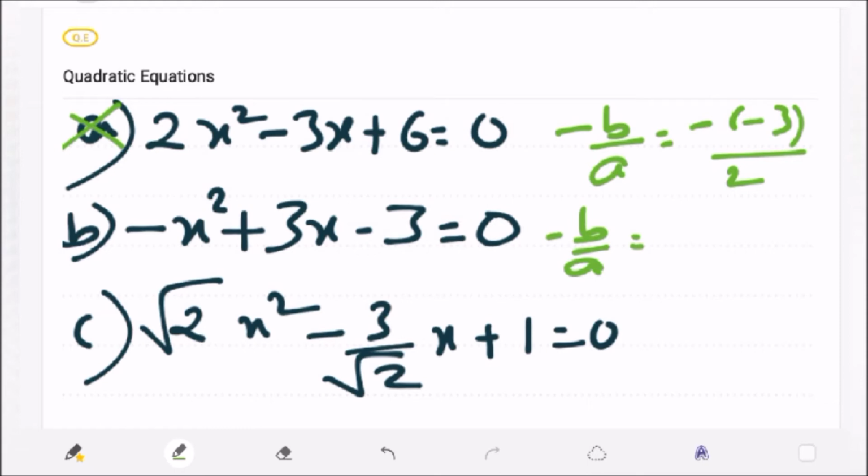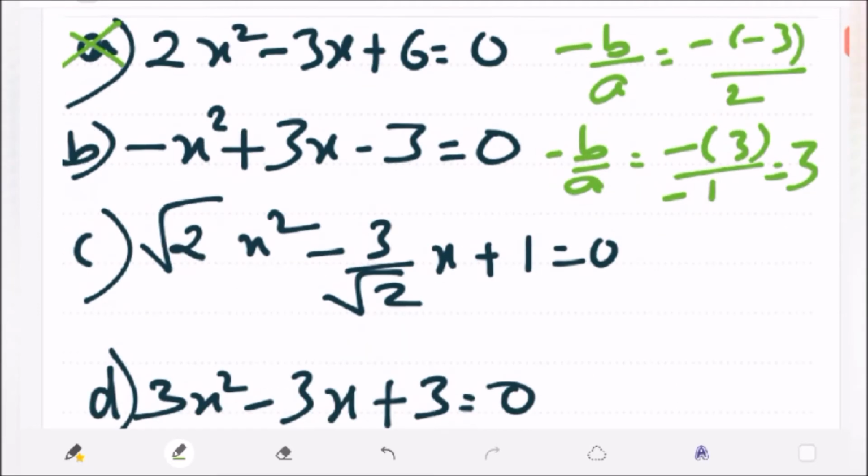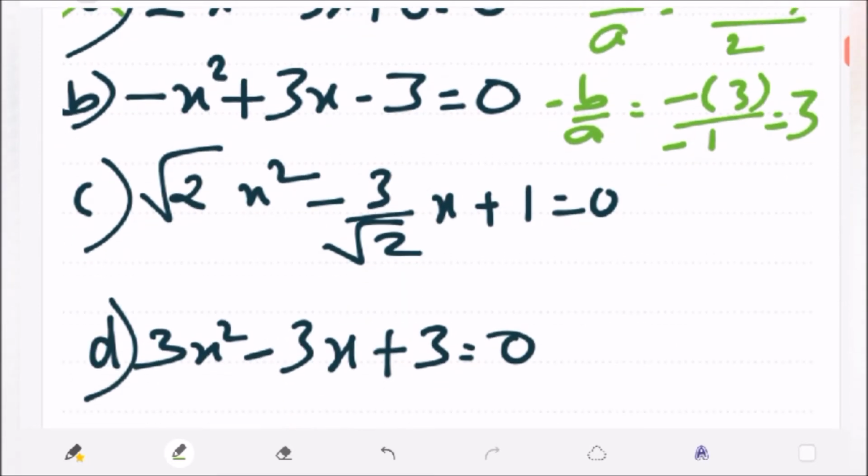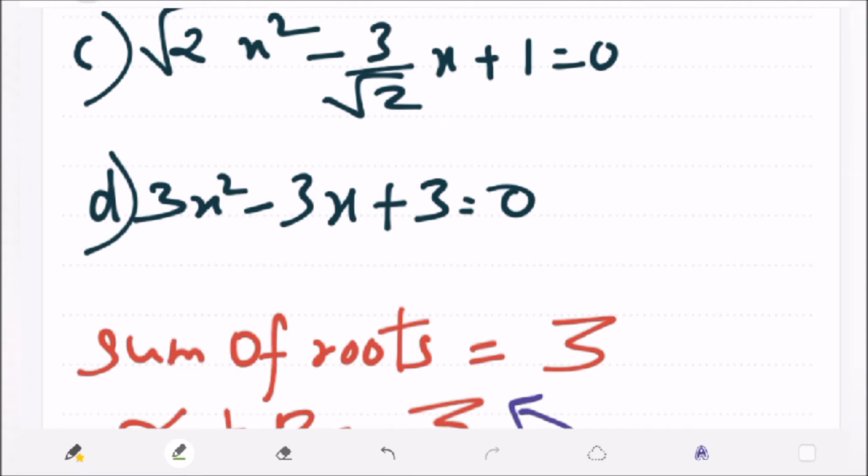Now let's go to the second one. Here b value is 3 and a value is minus 1. So minus b upon a will be minus 3 upon minus 1, which is equal to 3. That means this equation satisfies the given condition. We got the answer as option B. Let's still check option C and D also.